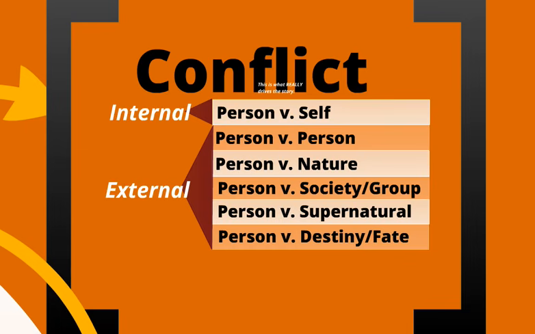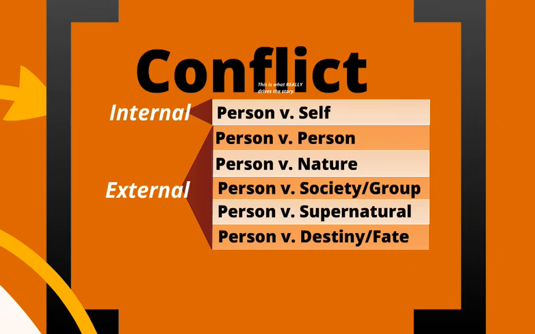In person versus nature, you might have someone trying to survive out in the wild where they're facing off against the elements, or maybe you have a person who's fighting against something natural, maybe an animal that they have to fight against. And then person versus society or group. This will be when that person is facing off against more than one person. It can be a small group, maybe that's keeping them down, causing them problems, or maybe they have to face off against the entire government or the entire world because they see a problem that they've got to fix in a bigger picture of the world.